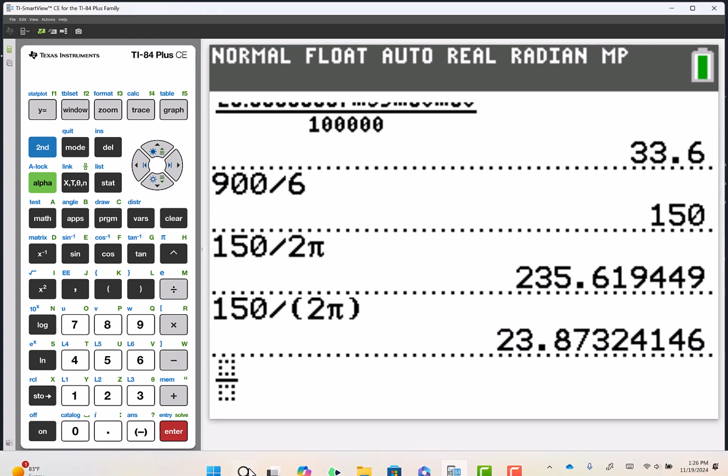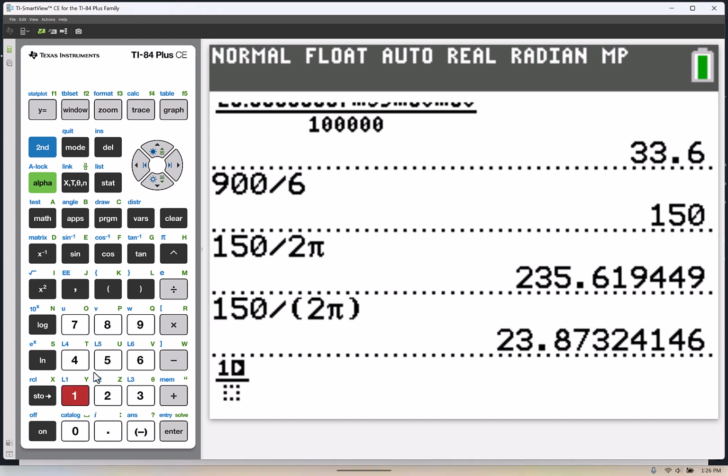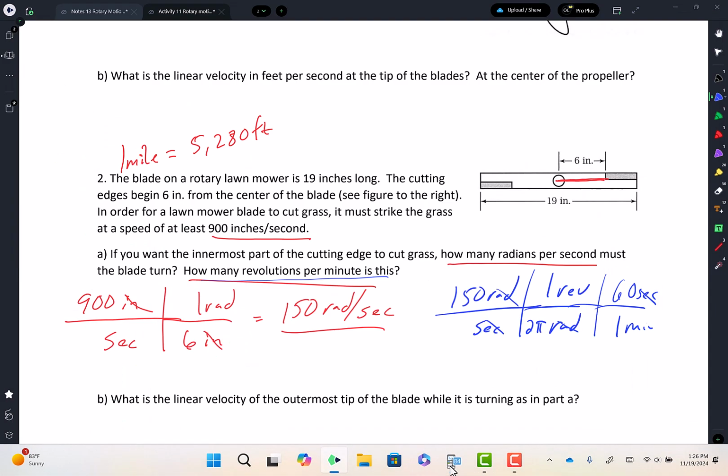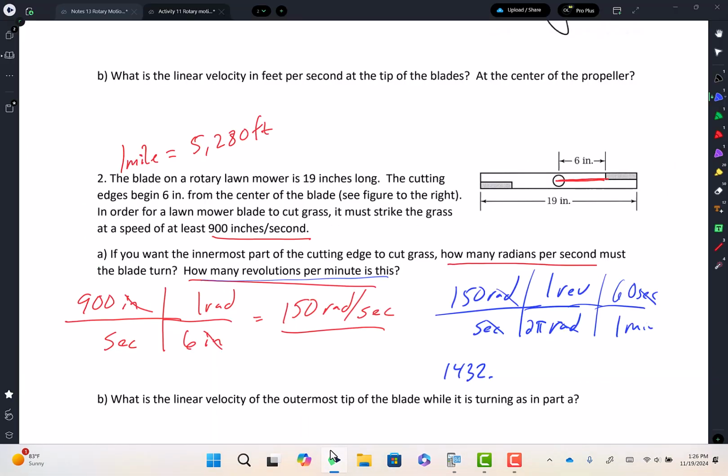So you'll never get it wrong, guys. Never, never, never. 150 times 60, and then divided by 2 pi. There it is. 1432.394488 revolutions per minute. Always put units whenever there's units.